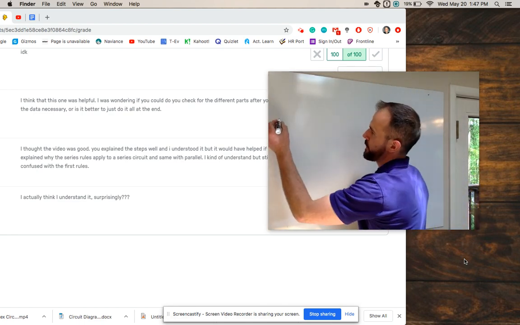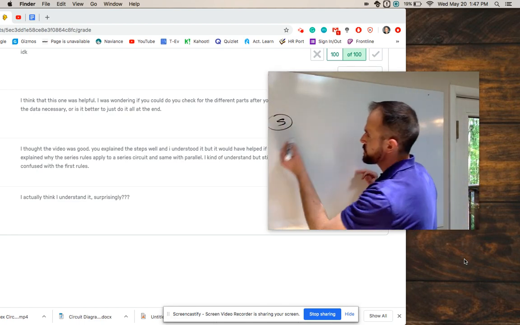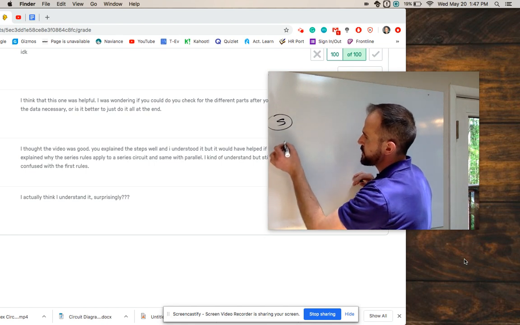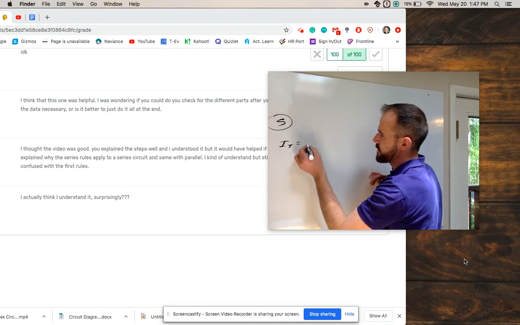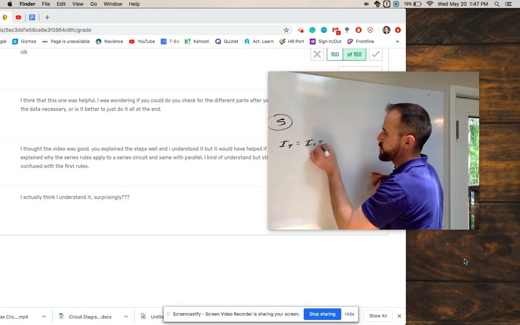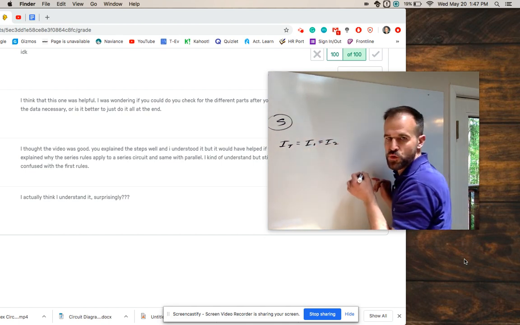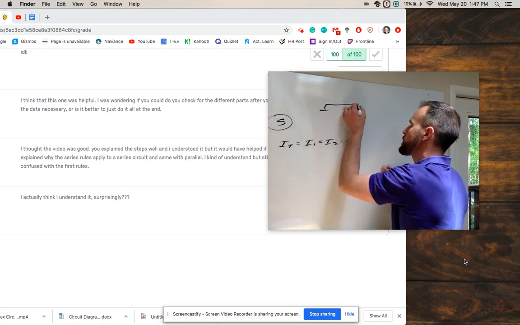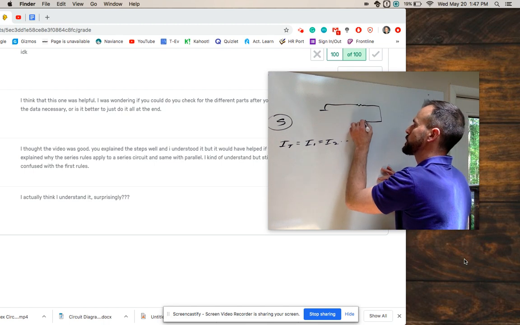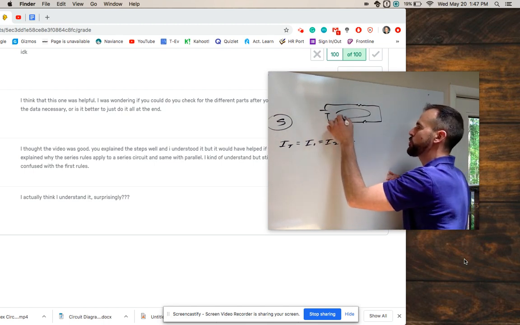With series circuits, there's the I total, like the current that leaves the battery, and it is the same everywhere. So it's the same in location 1 as it is in location 2 as it is in location 3. What's up with that is, with series, there's only one pathway.